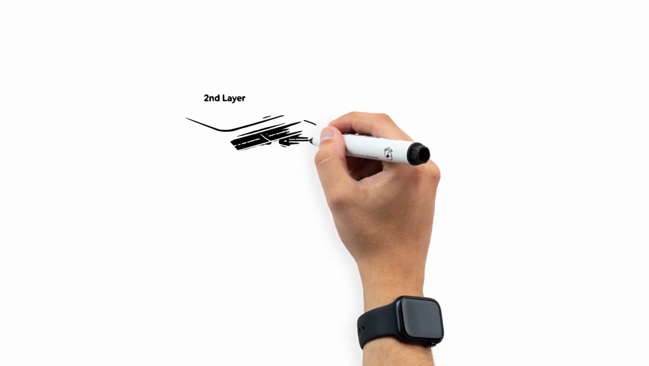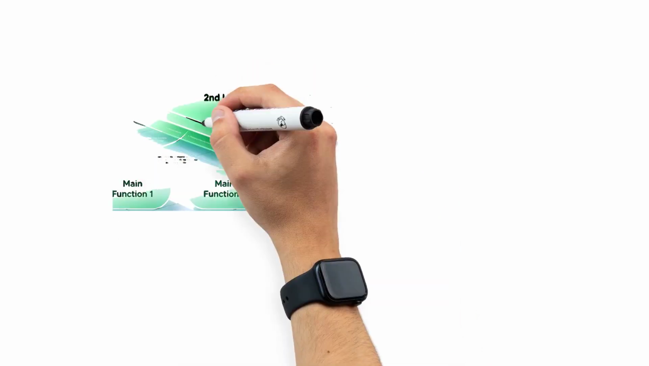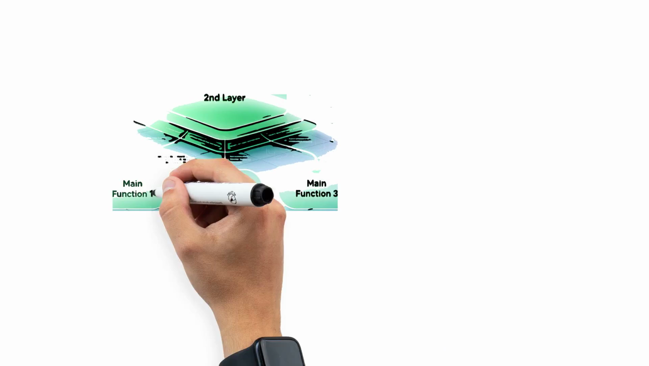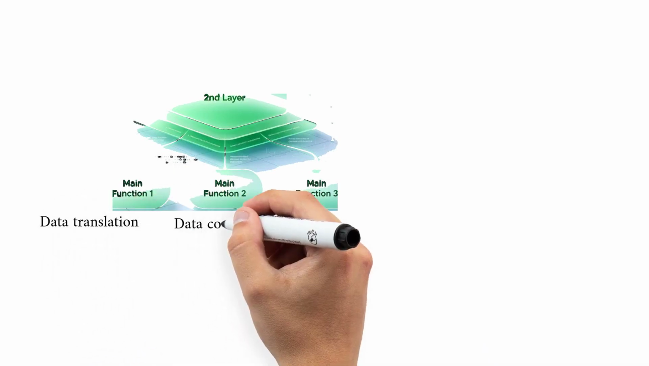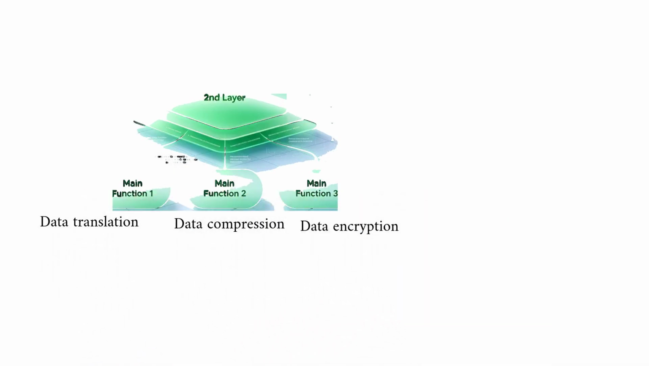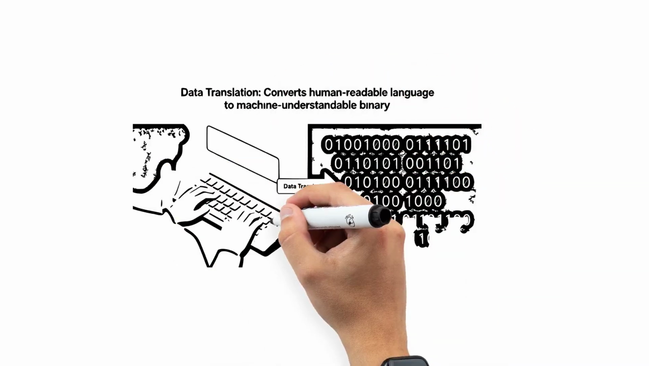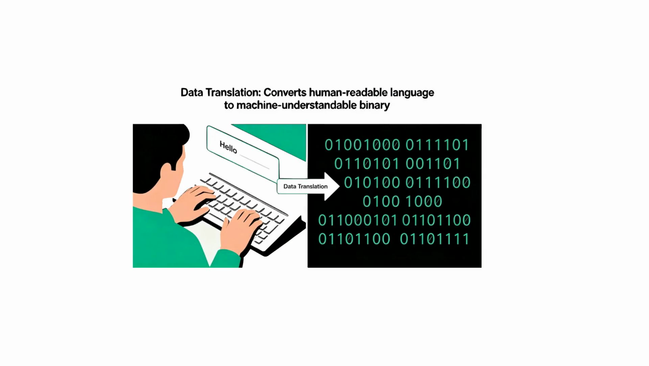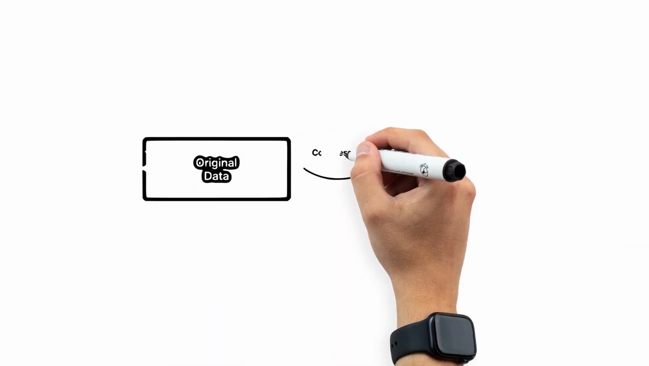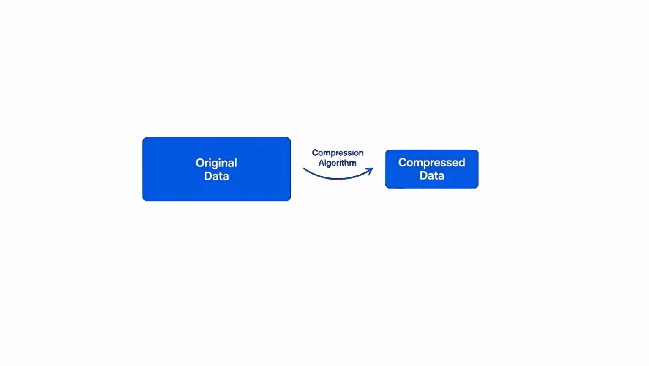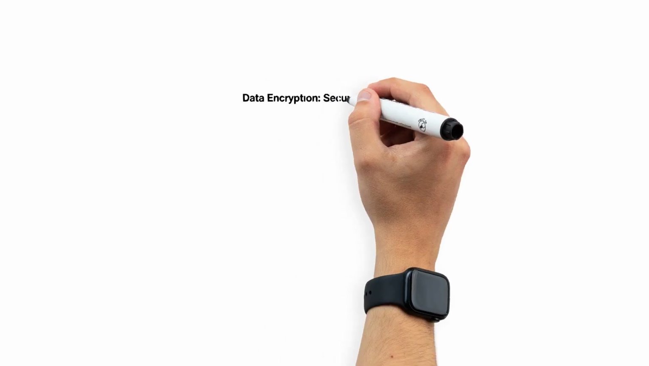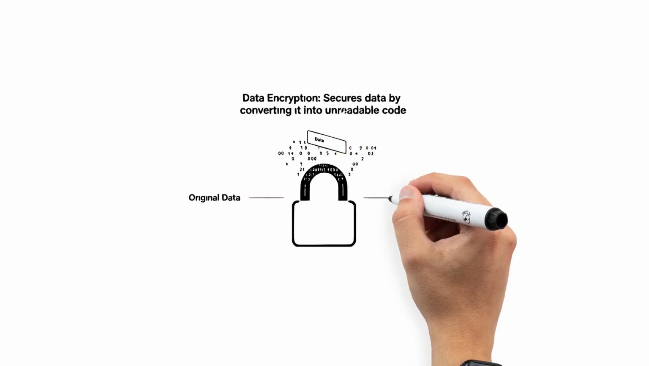Now let's move to the next layer, the presentation layer. This layer has 3 main functions: data translation, data compression, and data encryption. Data translation is translating the data from human language to machine language, zeros and ones, to make it understandable for the machine. After the data translation, it starts to make data compression to make it easier and faster to send it over the internet. And the last function of this layer is data encryption.